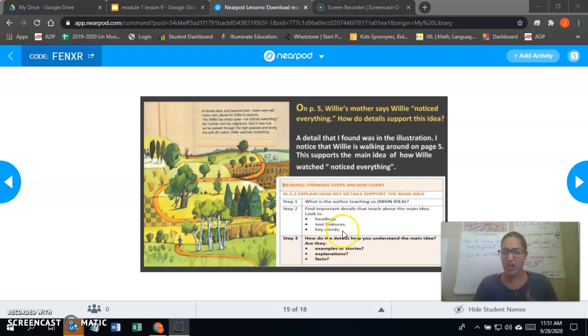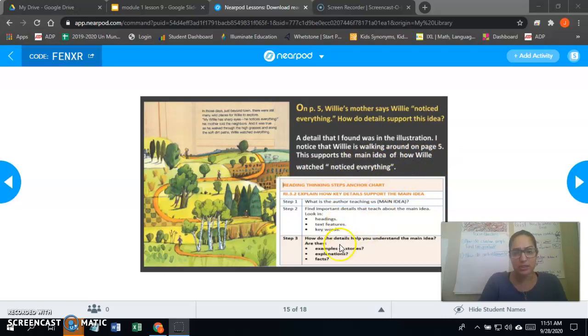So that's a detail. So I'm going to use that detail to support that Willie noticed everything. So a detail I found was in the illustration. I noticed that Willie is walking around on page 5. This supports the main idea of how Willie watched and noticed everything.